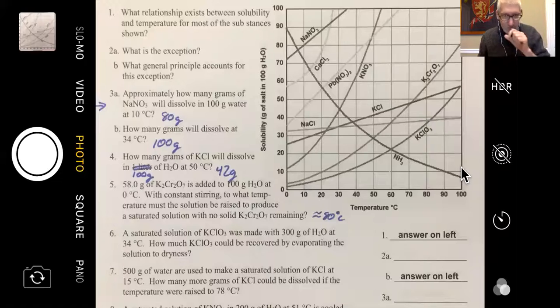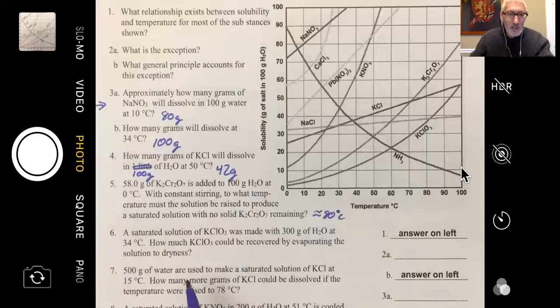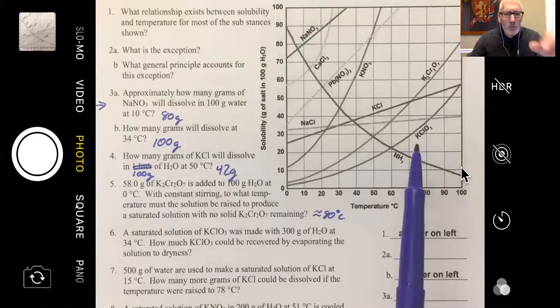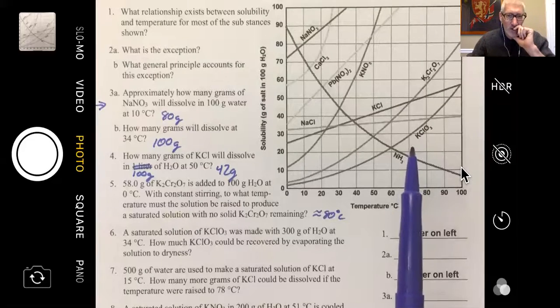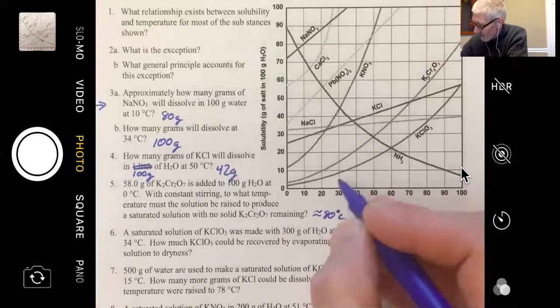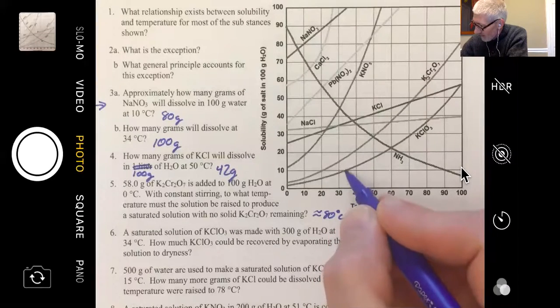So very good. One or two more here, and then I think we're going to call it a day because I think you guys are doing real well with this. So as we look at number 6, saturated solution, KClO3, and now it's made with 300 grams of water at 34 degrees Celsius. So I've got a little issue here. I'm at 34 degrees on my KClO3 curve.